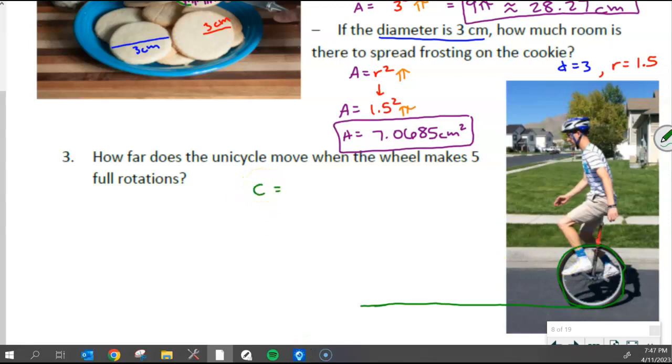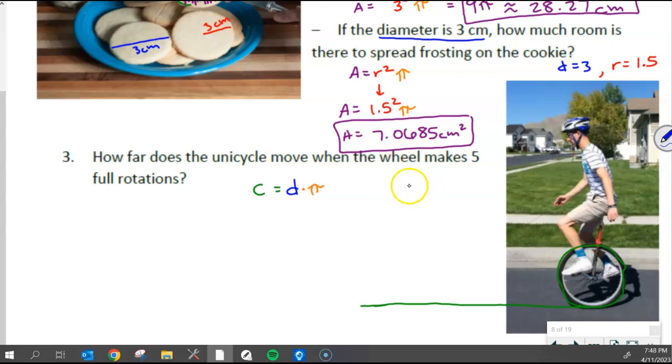And again, we can write circumference in terms of diameter or radius. We've been focusing a lot on radius, so let's go ahead and do it in terms of diameter. So to find the circumference, it's the diameter multiplied by pi. Now here's a problem. They did not give us an estimate or any actual measurement about how big this unicycle wheel is. So again, take your best guess. Look at how tall the person is. Look at how big that unicycle is. How big is the wheel?